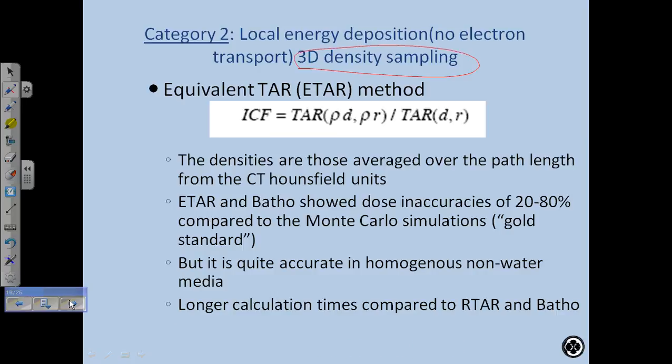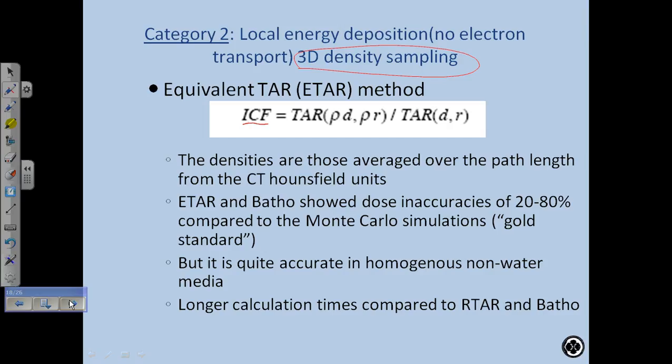Okay, so the ETAR method uses this. This is the correction factor for the ETAR. Again, it uses the ratio of TARs, and it uses the densities that are averaged over the path length from CT Hounsfield. So it uses the pixel by pixel calculation, and it averages the electron densities from the CT Hounsfield units as the photon path goes through. The next slide will show how the CT Hounsfield units come into play here.